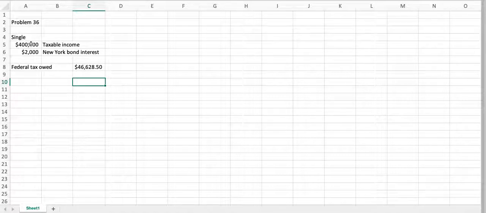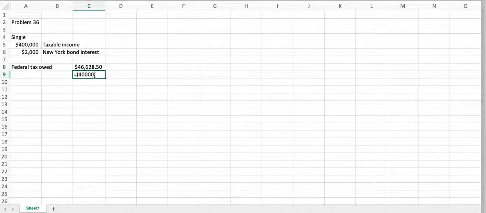And it's important that you see the word taxable there. If it was gross income, we would have to deduct the standard deduction or itemize, but it's not. It's already been done for us. So we know it's taxable. And then there's $2,000 of bond interest, or interest on a New York bond. That is not taxable.